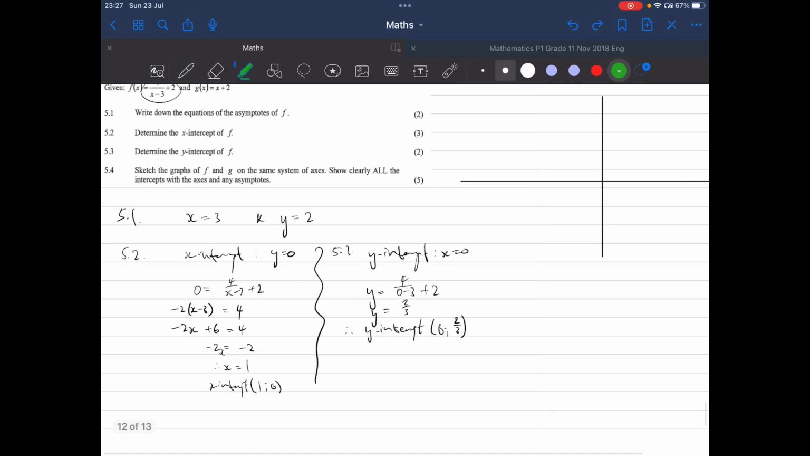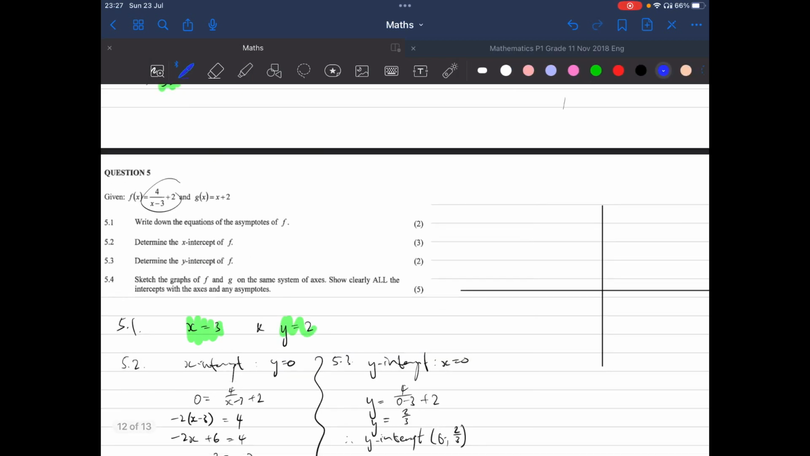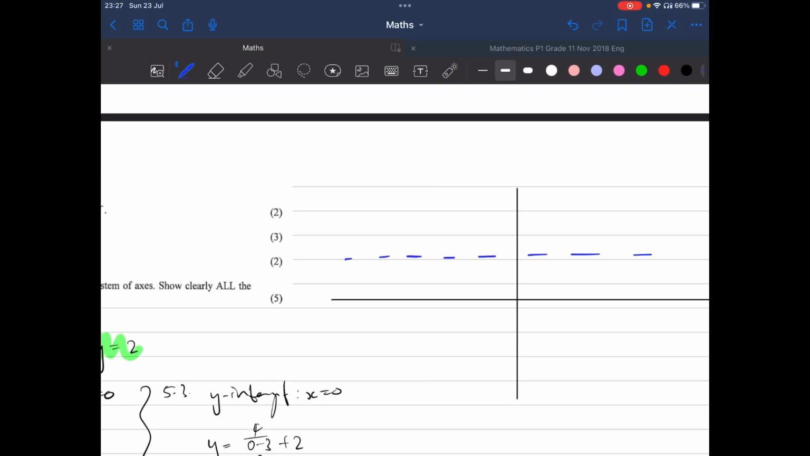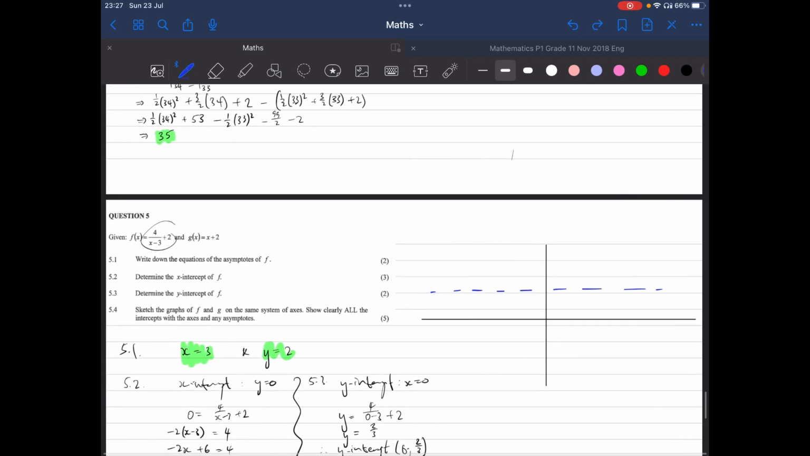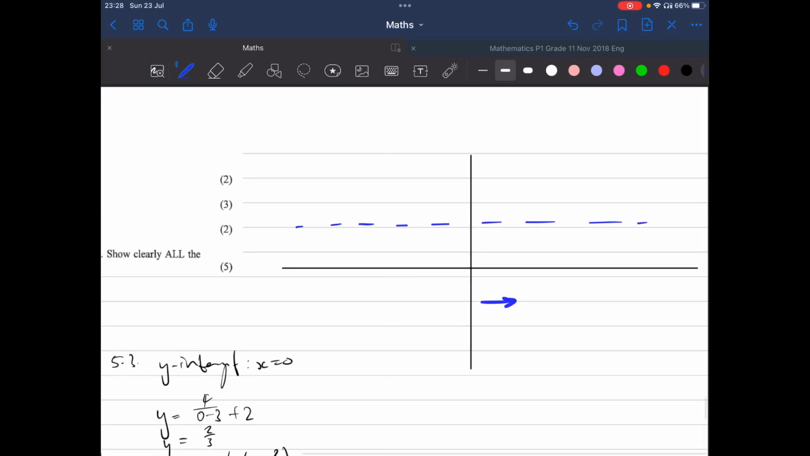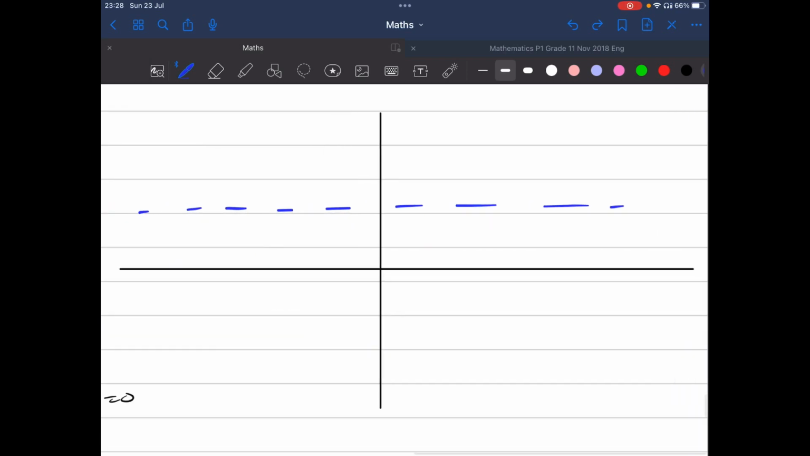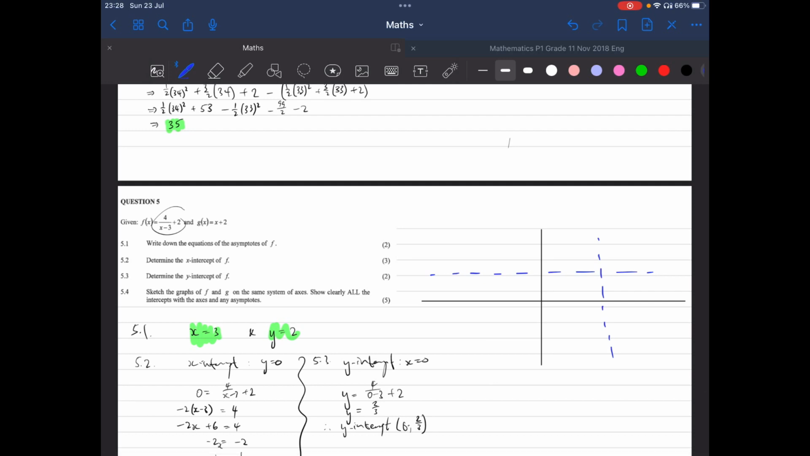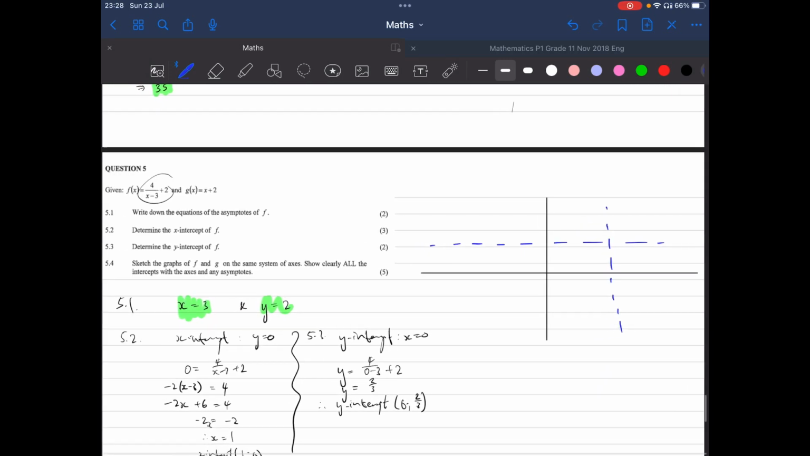Okay, so we have our equations of our asymptotes over here. So we'll just draw that in now. I'll use blue. And so y equals 2. So here's y equals 2. It's going to be somewhere above the x-axis. And then x equals 3. So x equals 3 is going to be somewhere on the right of the y-axis. Okay, so that will be there. And now we can just sketch in our graph.